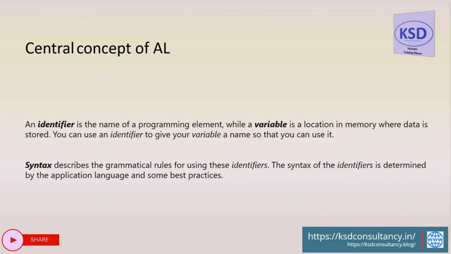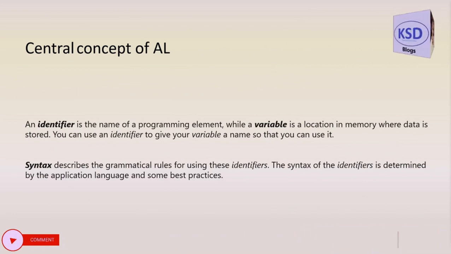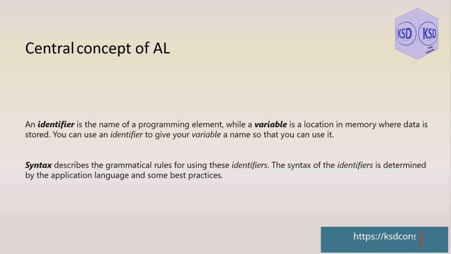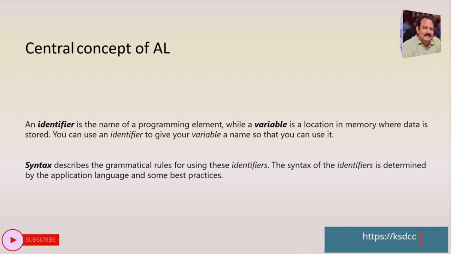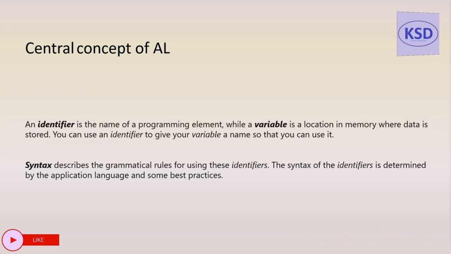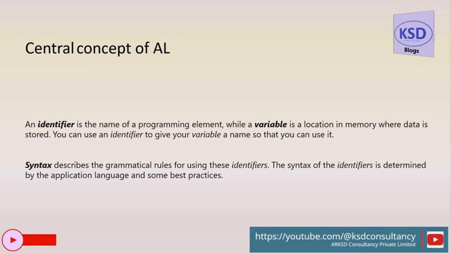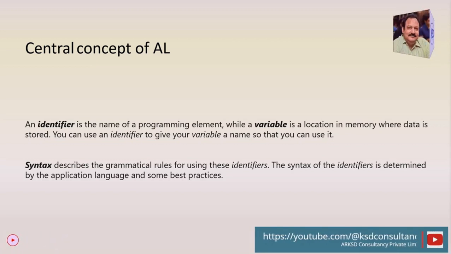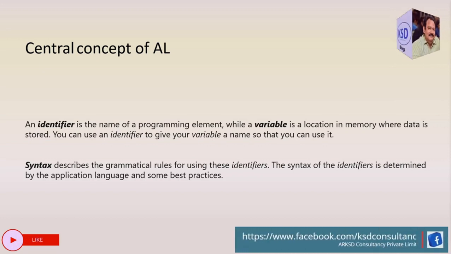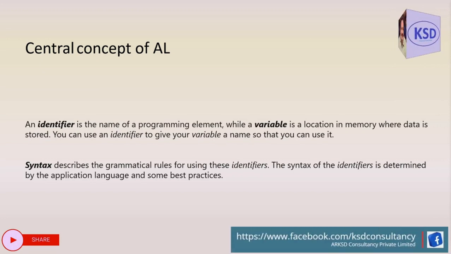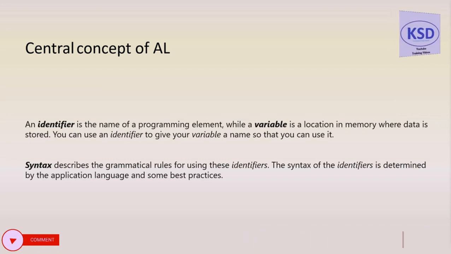So basically, the central concept of AL, when we say programming in AL, there are a few rules that we have to follow in the form of identifiers, syntax, and variables. These are basically the central concept of your AL and your other programming languages as well. So an identifier is a name of a programming element. A programming element could be the name of your variable or other such things.